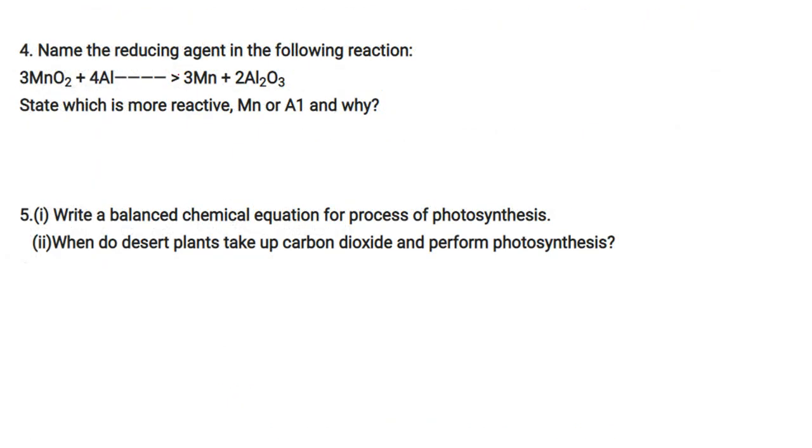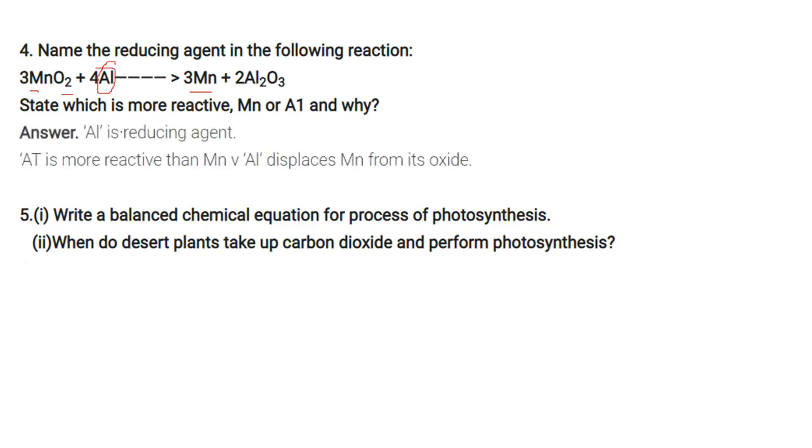Name the reducing agent in the following reaction. So what is the reducing agent? See, this Mn was having oxygen, now it is not having oxygen. So which one is reducing it? This Al, aluminium, is reducing it because aluminium is more reactive. If you see the reactivity series, aluminium is more reactive than this element.